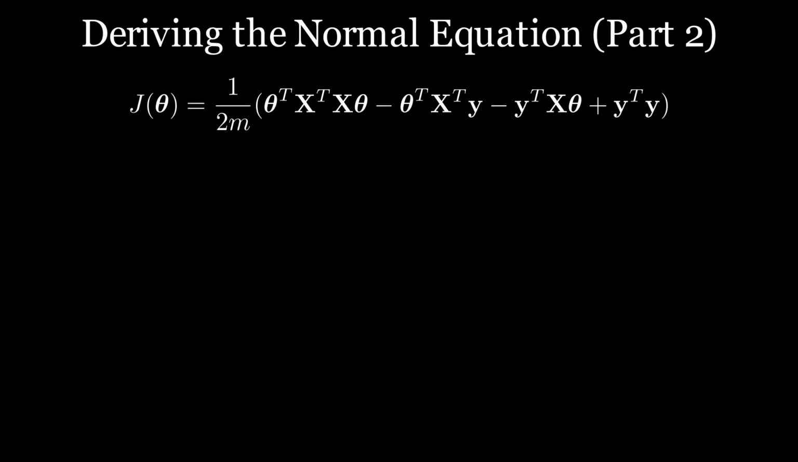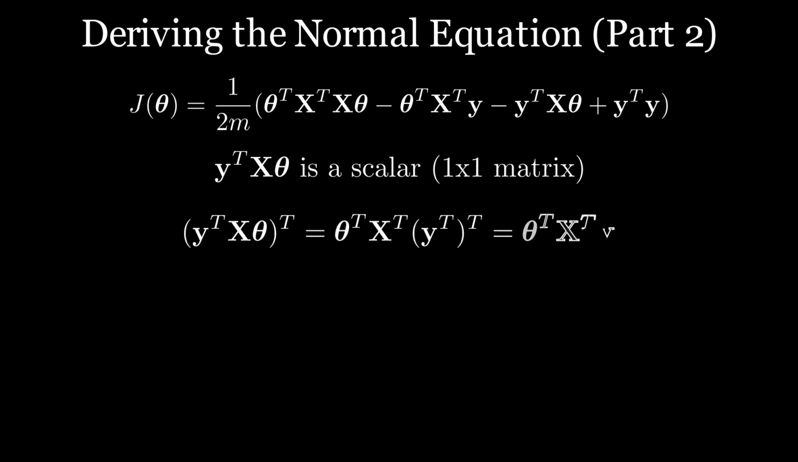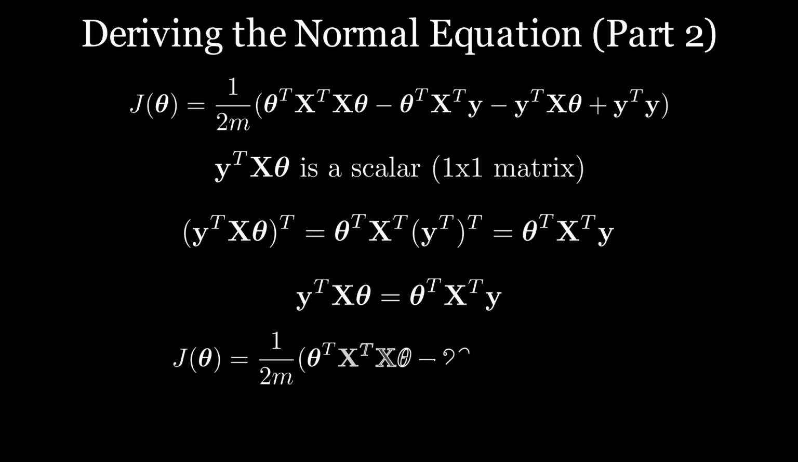Let's focus on the two middle terms. A key insight is that these terms are actually identical. Consider the term y transpose x theta. Since the result of these matrix multiplications is a single number, a scalar, its transpose is equal to itself. So let's take its transpose. Using the rule ABC transpose equals C transpose B transpose A transpose, we get theta transpose X transpose Y. Since the term is a scalar, it's equal to its transpose. This means the two middle terms are the same, so we can combine them into a single term.